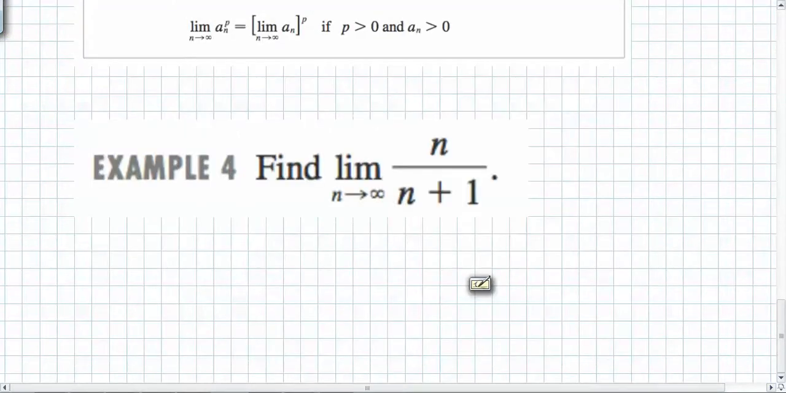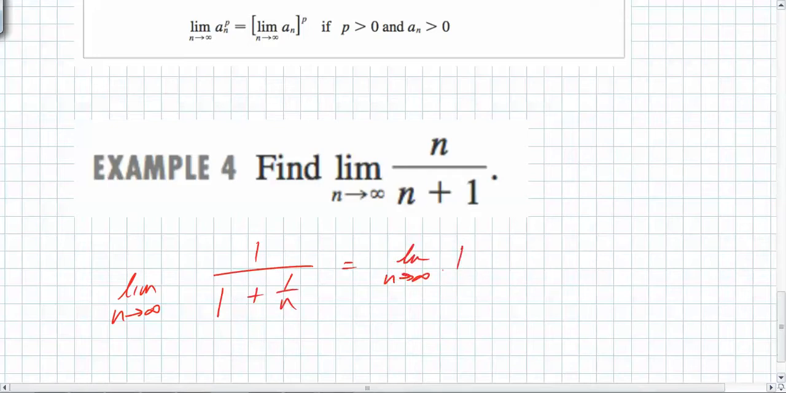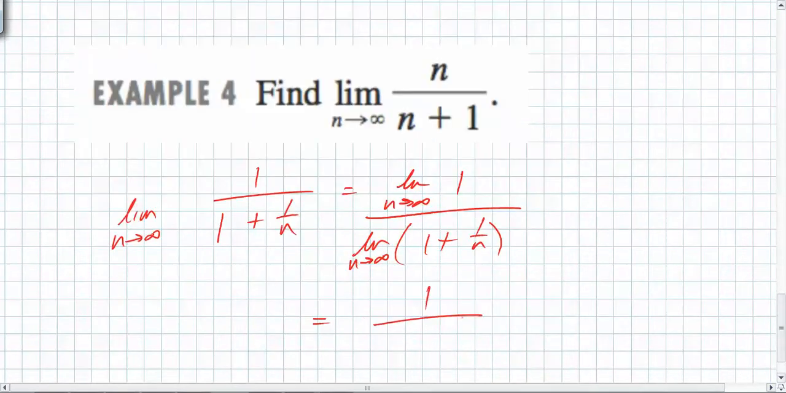The way, if you wanted to do this, is to divide everything by n. If you divide everything by n, you end up with the limit as n goes to infinity of 1 over 1 plus 1 over n. So that's 1 over the limit as n goes to infinity of 1 plus the limit as n goes to infinity of 1 over n. So that's going to be 1 over 1 plus 0, which is 1.